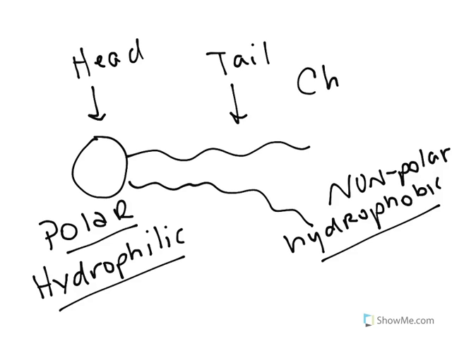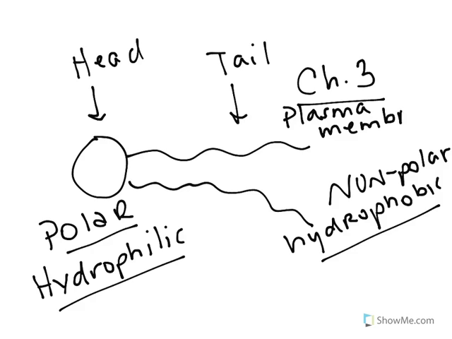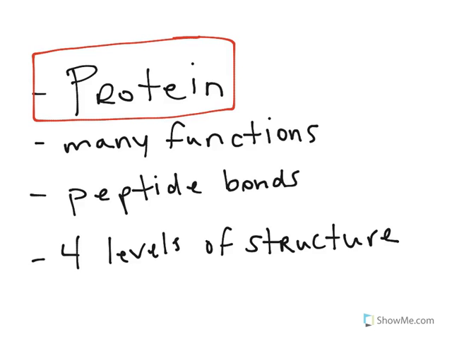And we will talk more about the phospholipids in chapter 3 because this is what makes up the plasma membrane of all of our cells. It's called the phospholipid bilayer, and it makes up the plasma membrane of our cells.